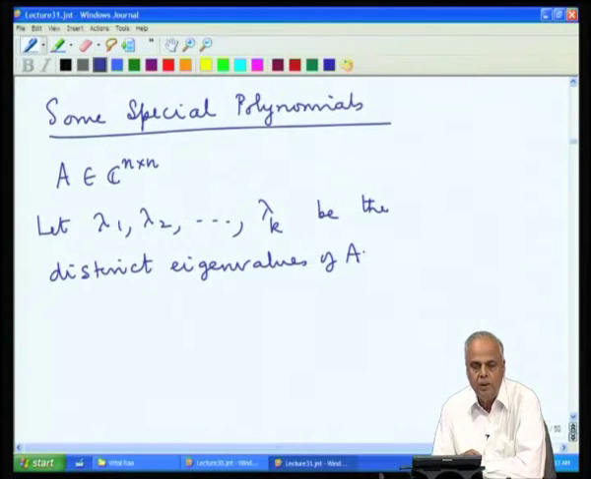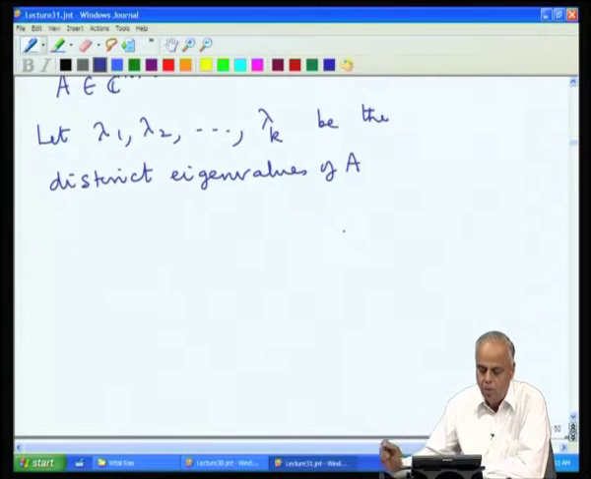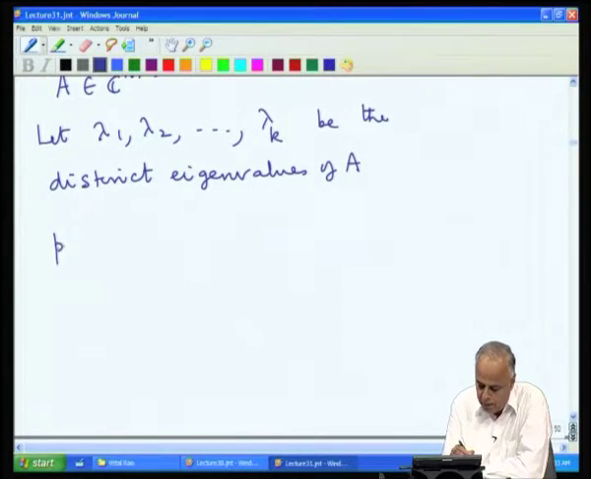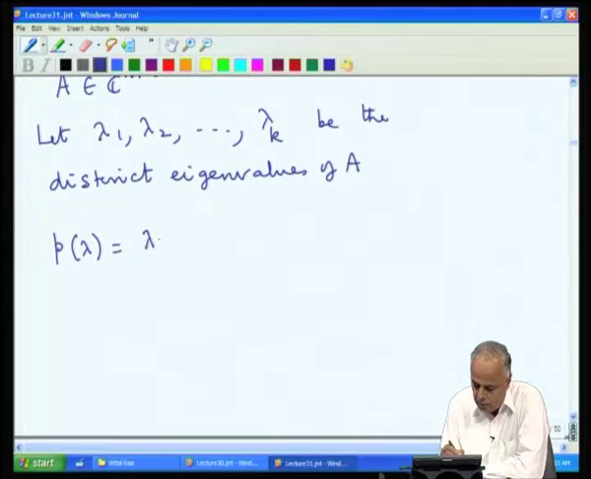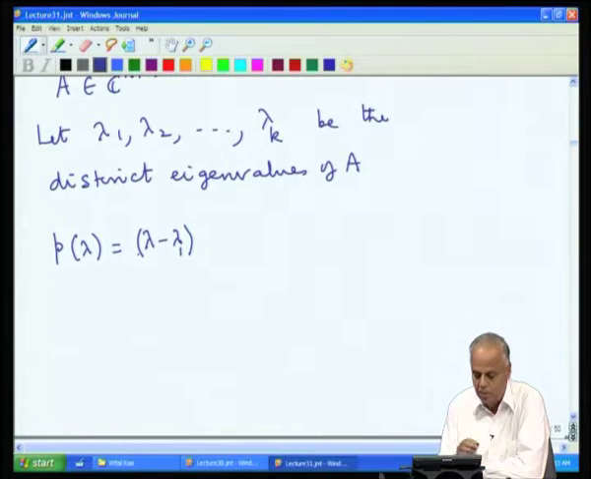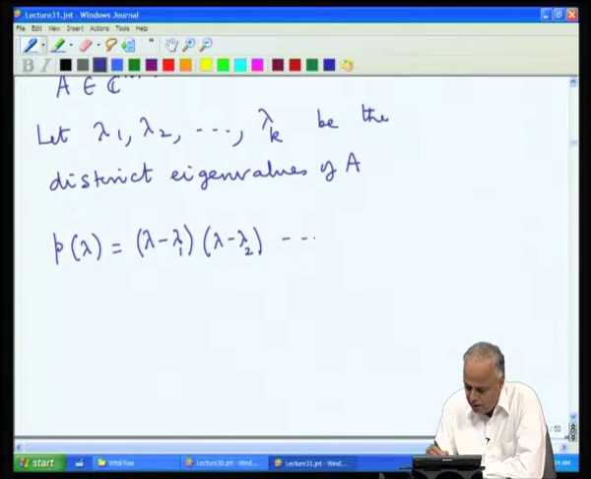Okay. That means these are the distinct roots of the characteristic polynomial. Now, consider this polynomial p(lambda), which vanishes at all these points lambda 1, lambda 2, lambda k. So it has a root lambda 1, so lambda minus lambda 1 must be a factor. It vanishes at lambda 2, so lambda minus lambda 2 is a factor, lambda minus lambda k.